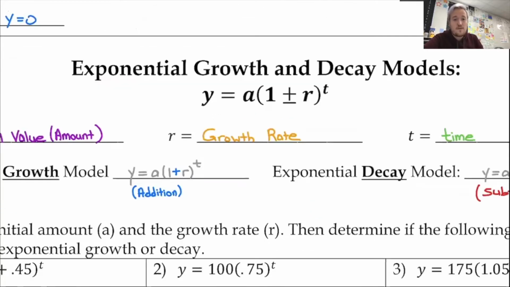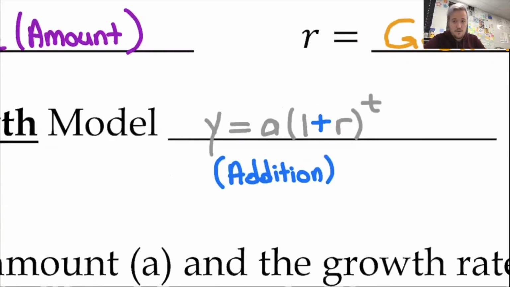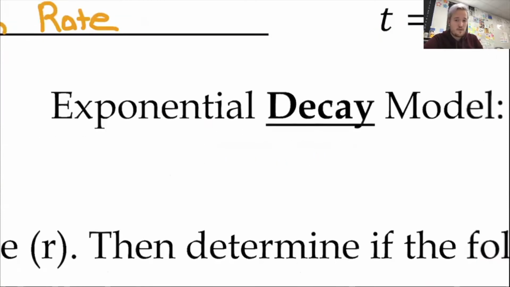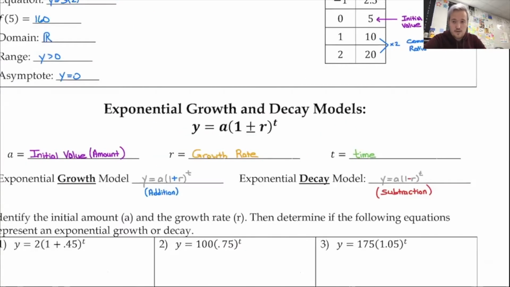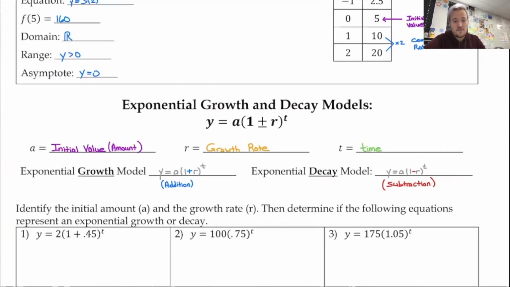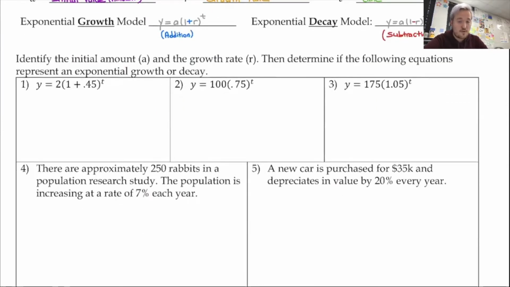Remember, we have two different types of exponential equations: a growth and a decay. A growth model uses addition, whereas a decay model uses subtraction. Just that one little operation difference is going to make the world of difference in these equations. To start off, I give you these 5 problems and you just need to determine the a value, the growth rate, and determine if it is a growth or decay.